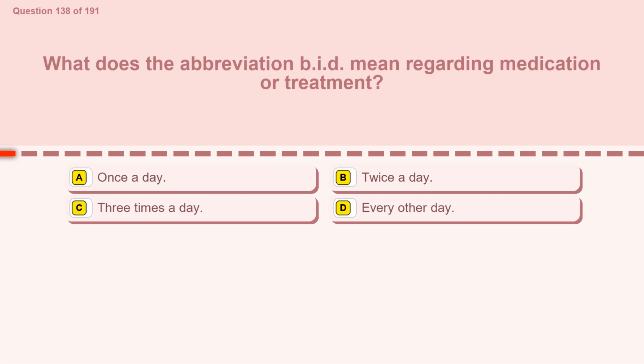Question 138. What does the abbreviation BID mean regarding medication or treatment? Option A. Once a day. Option B. Twice a day. Option C. 3 times a day. Option D. Every other day.